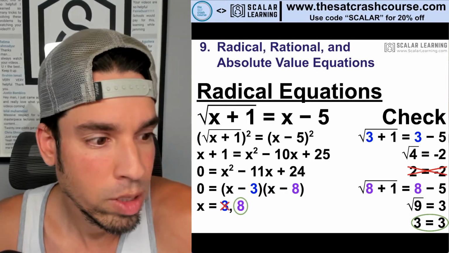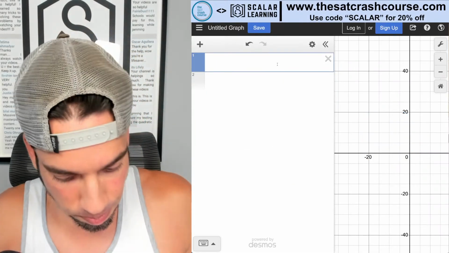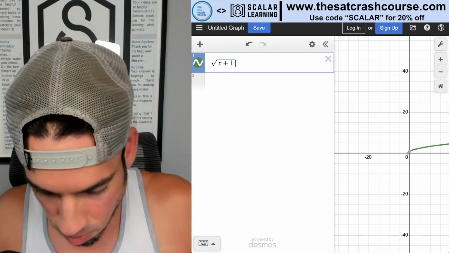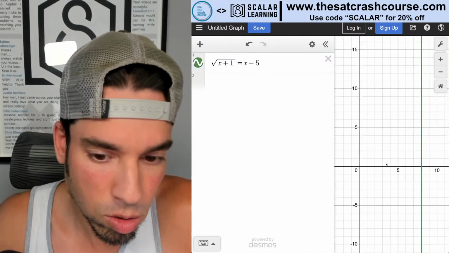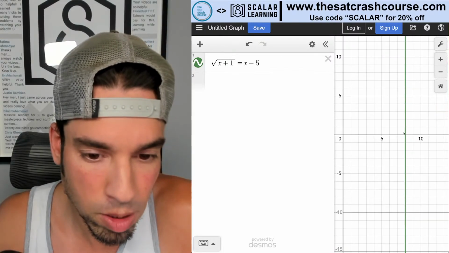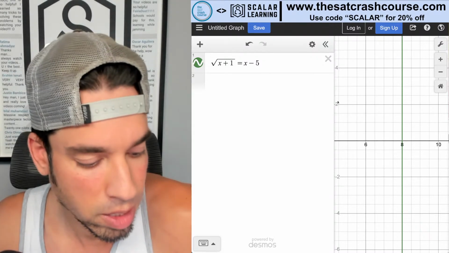And let me just show you in Desmos, square root of x plus 1 equals x minus 5 here. Nice and easy. We get our single solution. Sometimes it doesn't show up. I don't know why it doesn't show up, but you can see that that's on 8. So anyways, again, there's your value.